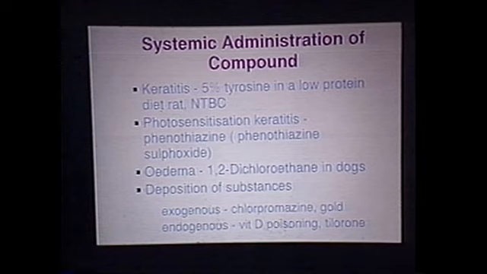Many chemical substances, however, do cause deposition of substances into the eye, and these can be exogenous, as with chlorpromazine metabolites, or heavy metals such as gold or copper, for instance, or maybe endogenously derived, as is the case with vitamin D poisoning, which will result in calcification of the cornea, or this amphiphilic drug Tilarone, which causes abnormalities in the storage of material.